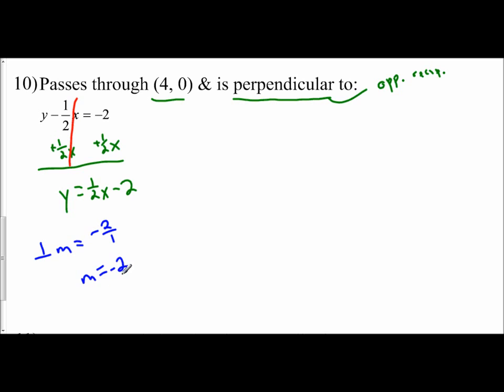And so now I have my slope and I have my point. For this example, I'm going to use the solve for b approach. y equals mx plus b. And I'm going to plug in my y, which is 0. I'm going to plug in my slope, which is negative 2. And I'm going to plug in my x, which is 4.